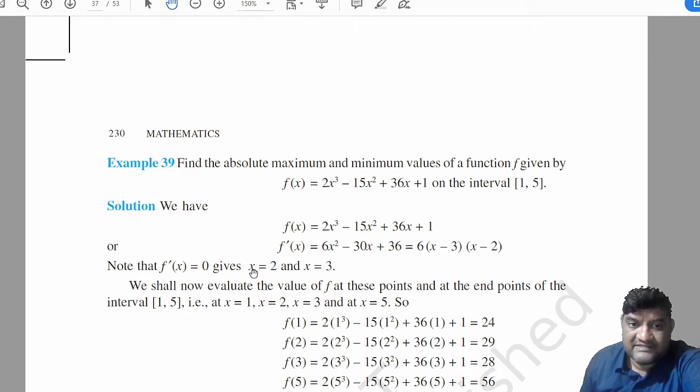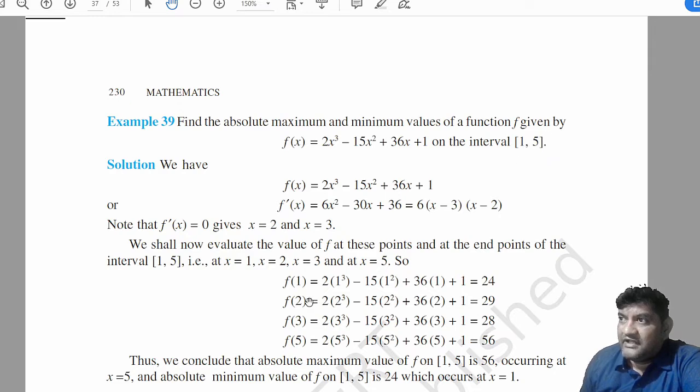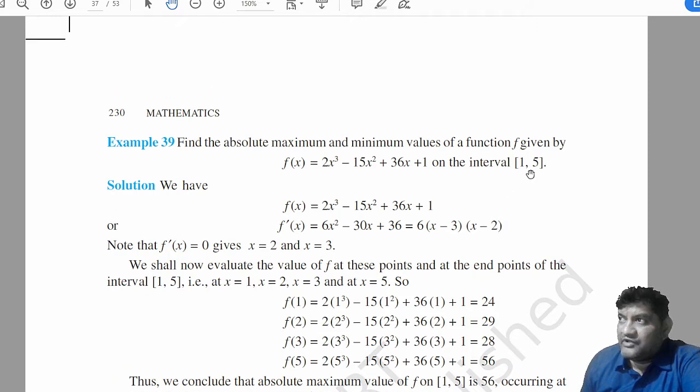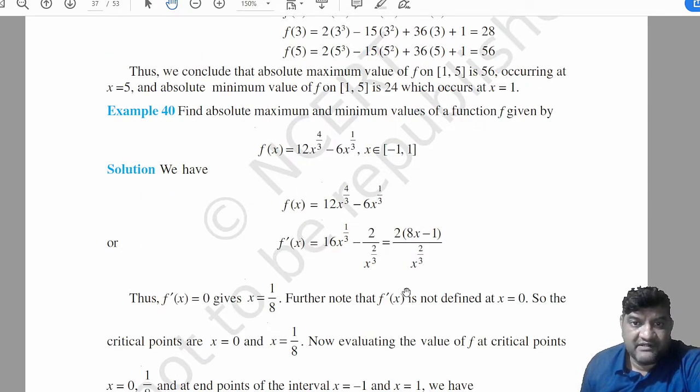Differentiate, factorize, equate to 0. Find the x values. Then what? F of 1, which is the endpoint. Then f of 2, which is one of the zeros. F of 3, and then the next endpoint, which is 5. Now in this, which is the minimum? 1 is the minimum. That's the absolute minimum. Which is the maximum? 56. 5 is the point where the absolute maximum occurs. So what's the absolute maximum? 56. What's the absolute minimum? 24. That's all.